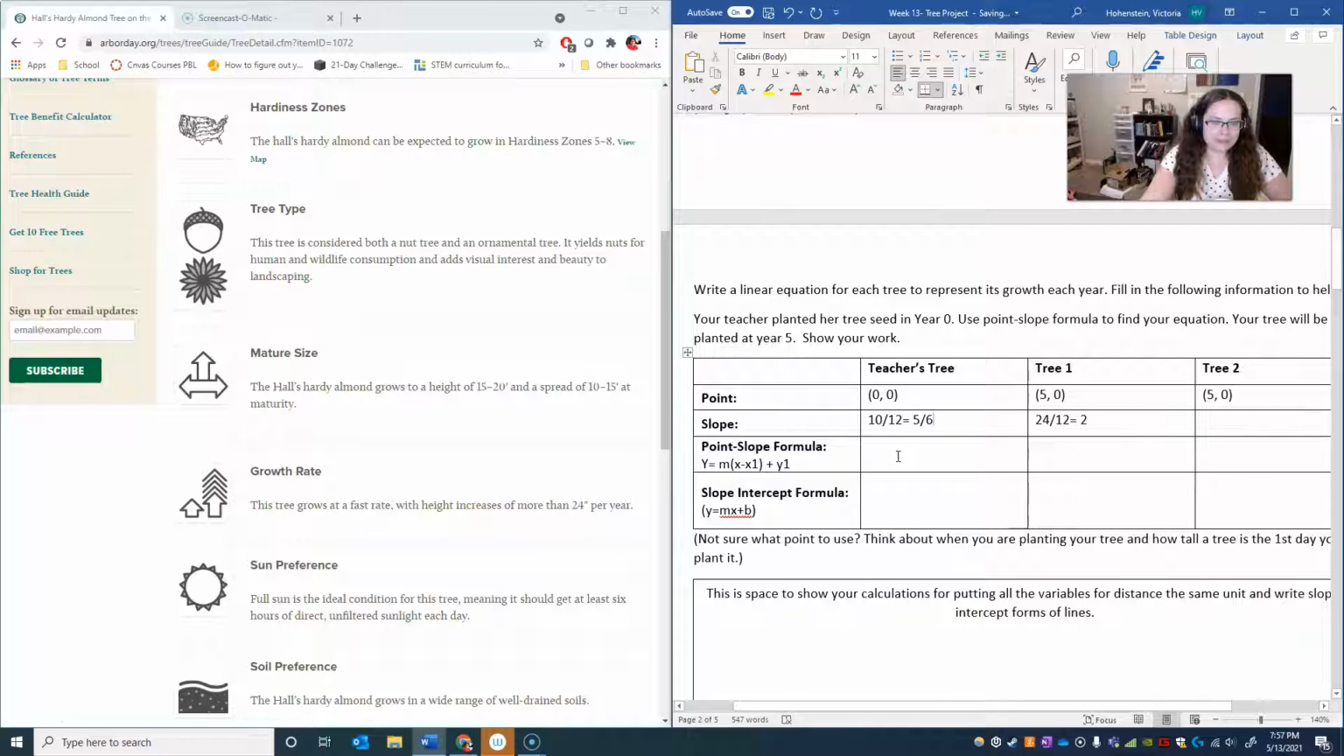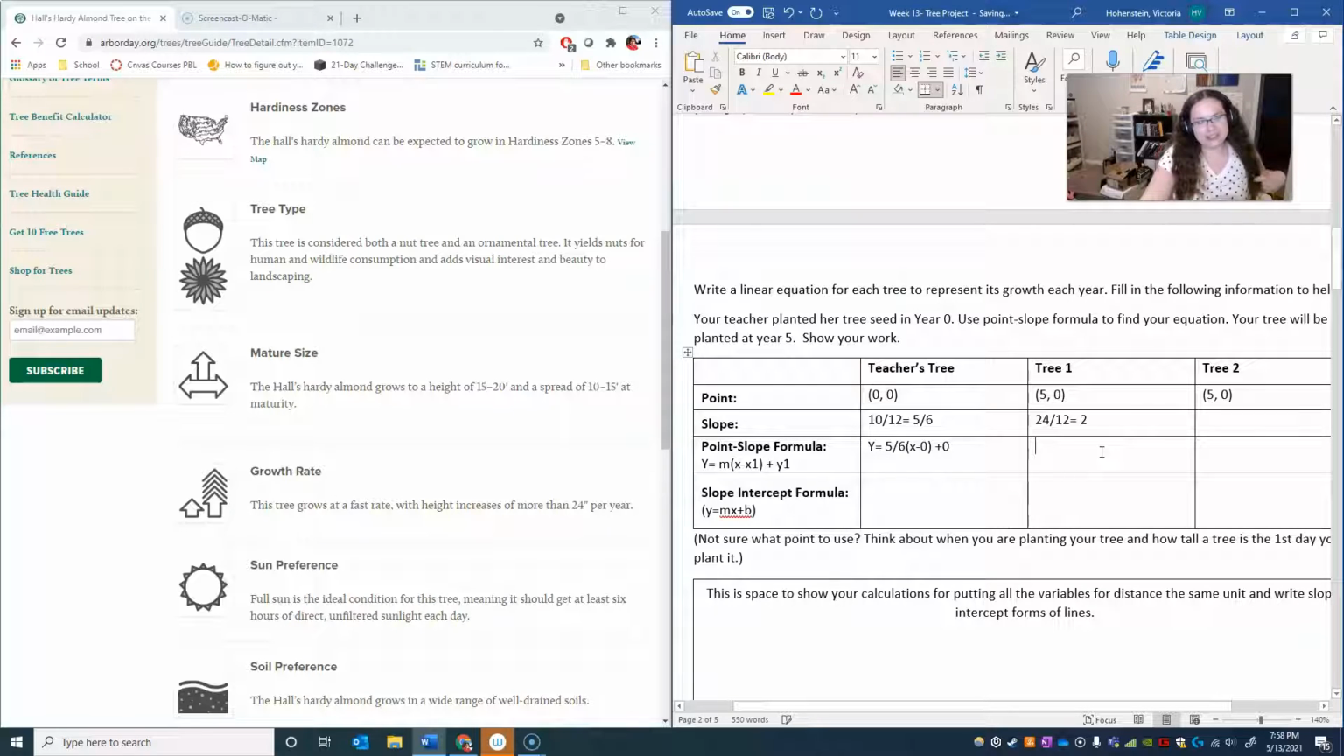So now I'm going to take that information and put it into my point slope formula. I have a point and I have the slope. So my equation, I'm going to plug in my numbers. Y equals 5/6 times x minus my x value, which is 0, and then plus my y value, which is also 0.